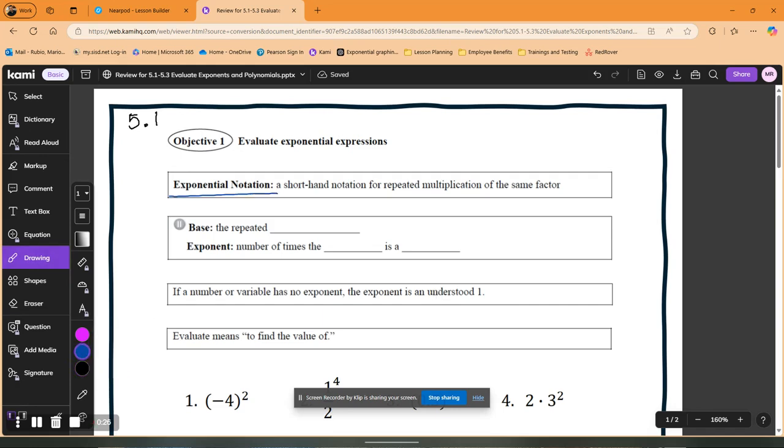Well, exponential notation, an example is like 2 raised to the power of 3. In this case, it's a shorthand notation for repeated multiplication of the same factor. So what does that actually mean in English? Well, that means that it's not 2 times 3. It's not 2 times 3 equals 6. It's 2 times 2 times 2, 3 times.